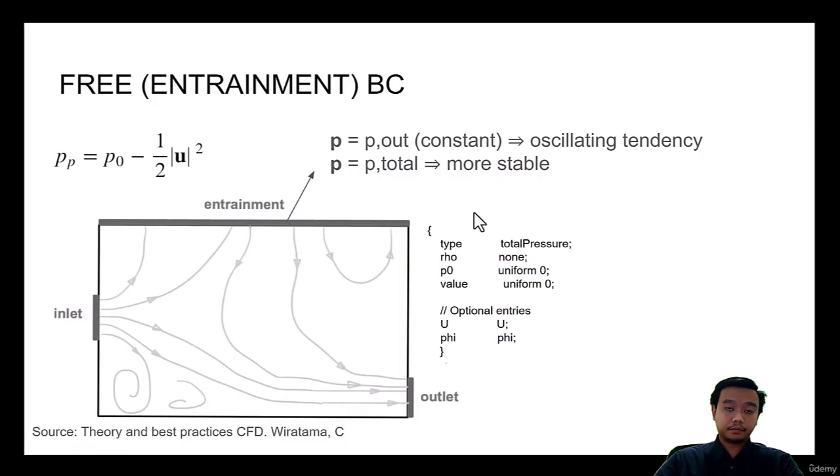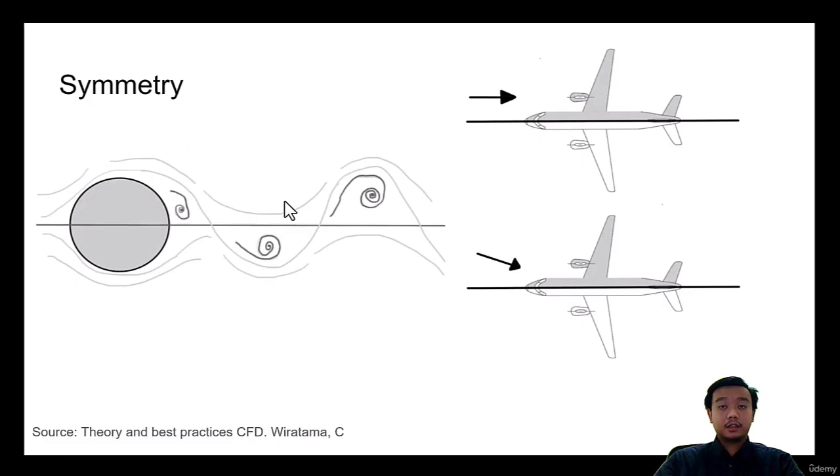So if you use just a constant pressure, it will have some oscillating tendency because of the instability of the dynamic pressure. Then we can also do some domain reduction.